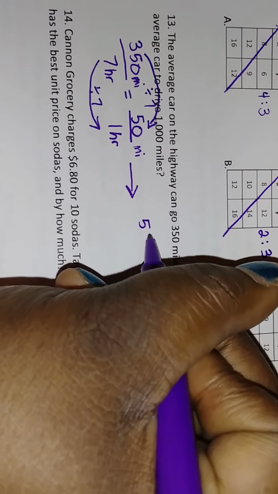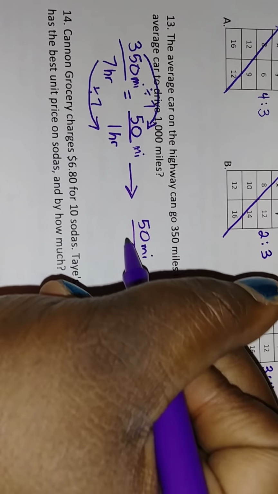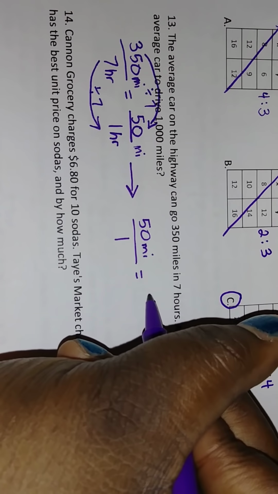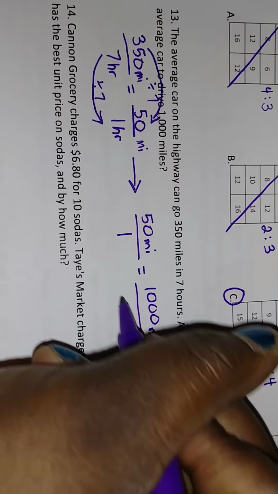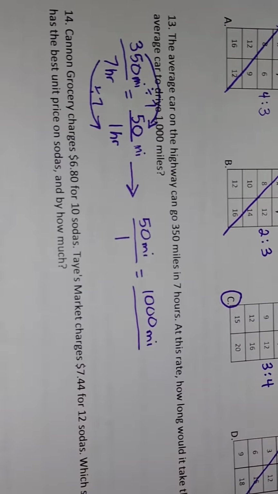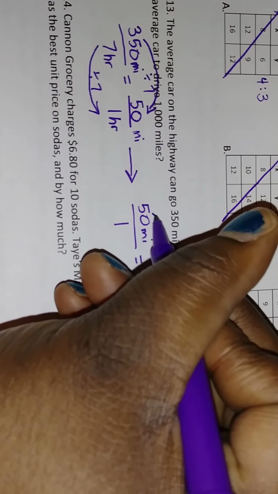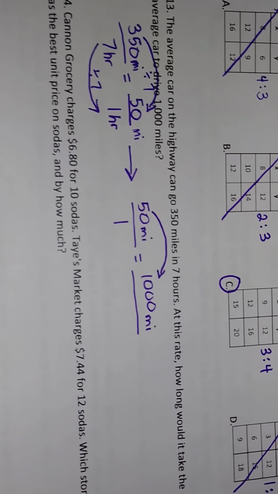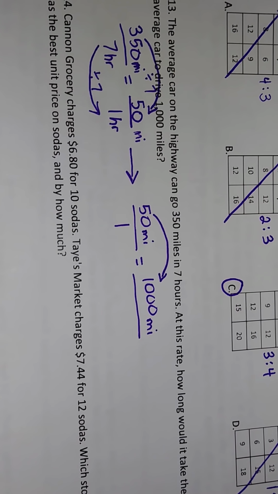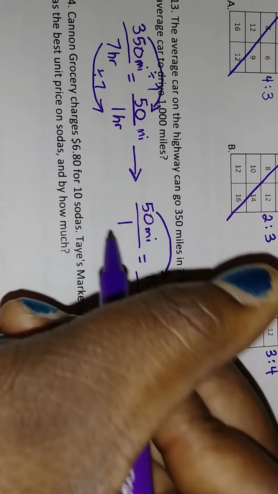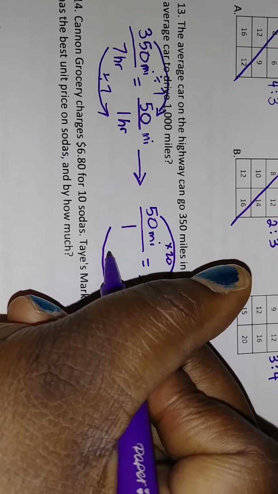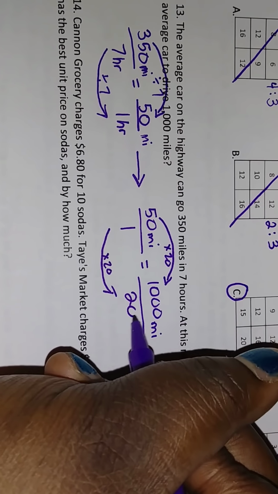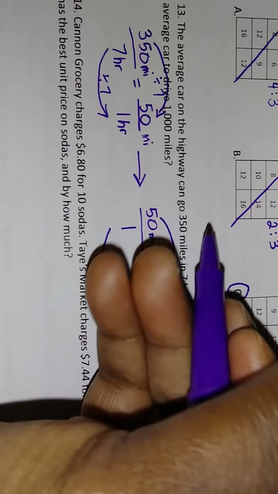So now that I know I'm going 50 miles to 1 hour, I'm going to set that equal to wanting to go 1,000 miles and try to figure out how many hours. So this is where I'm going to say, all right, I'm making a jump from 50 to 1,000 by multiplying by 20. So that means that I need to multiply my denominator also by 20. So I know that I can drive 1,000 miles in 20 hours.